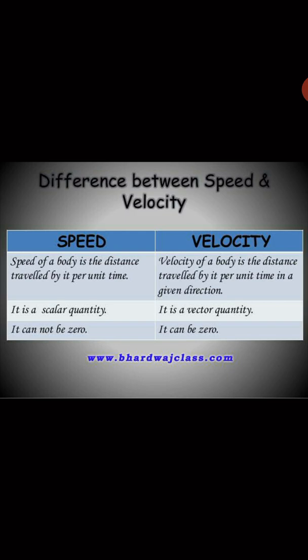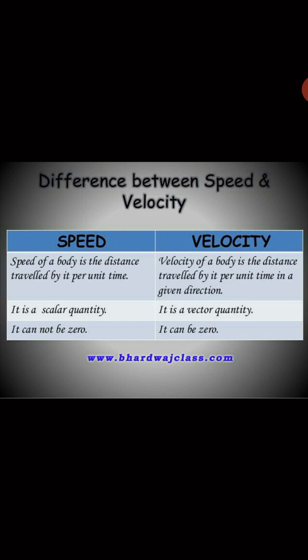Velocity. Let us see what's velocity. Velocity of a body is the distance traveled by it per unit time. Up till here the definition is the same as that of speed. But here something else is added, and that is velocity of a body is the distance traveled by it per unit time in a given direction. So velocity needs direction. Speed doesn't require any direction.